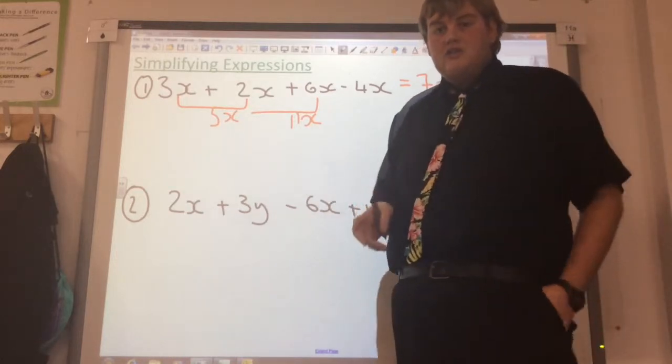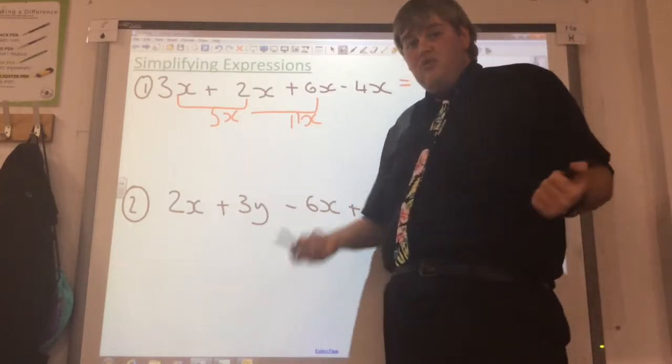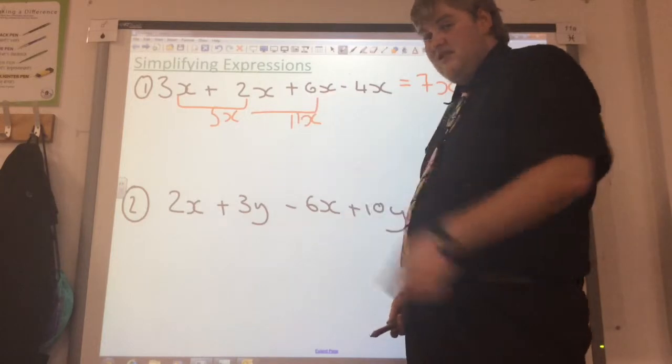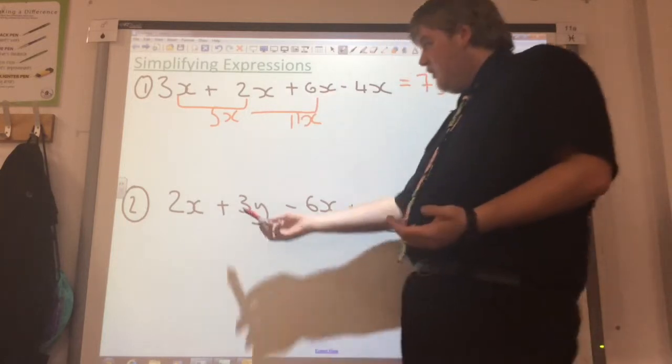Nice and simple, easiest one, lovely jubbly. Interactive board, can't throw this away instead. I don't know where they're coming from, okay?